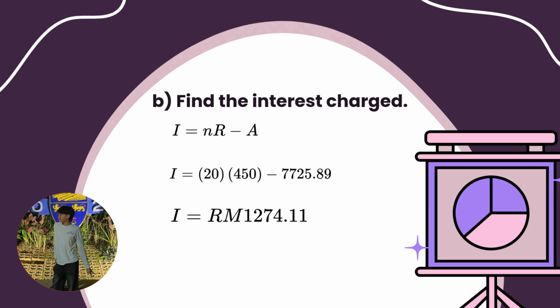So question B, find the interest charge. So I equals nR minus A. So we just transfer all the information and you will get 1,274 ringgit 11 cents.